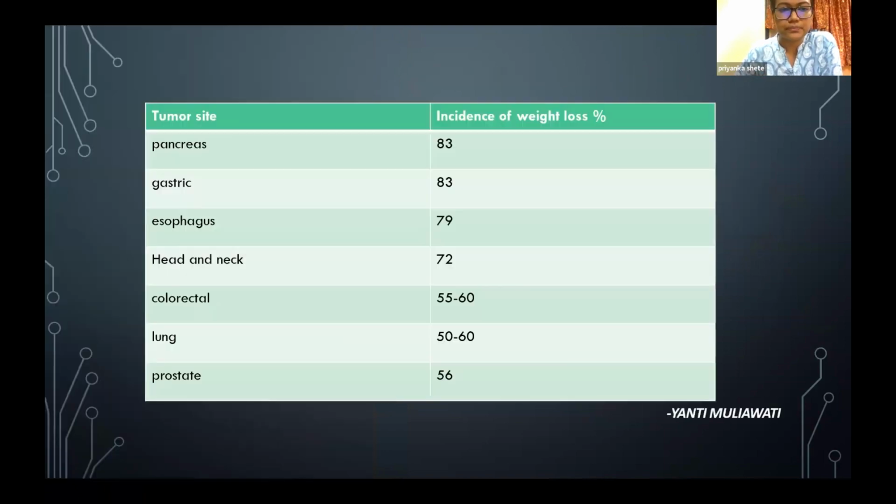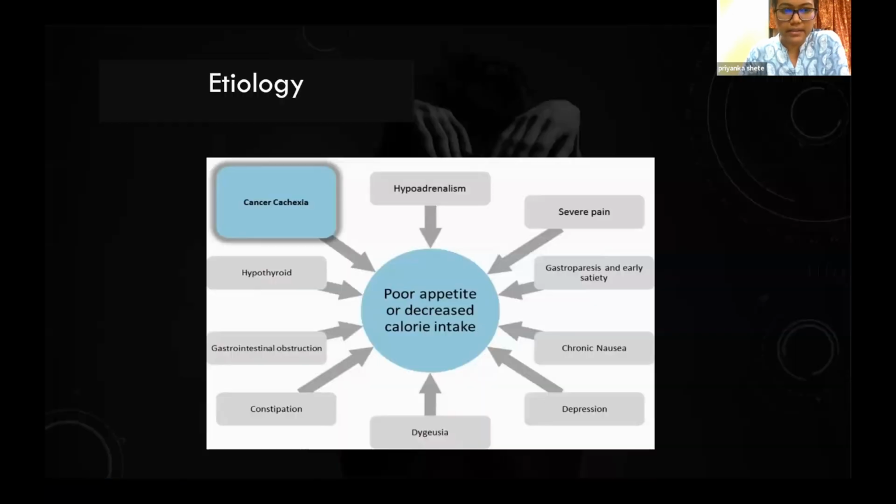Refractory cachexia is characterized by a low performance status, score 3 or 4, and life expectancy of less than 3 months. Now coming to the incidence of percentage of weight loss with respect to tumor site. In pancreas, there is 83% weight loss. In gastric, 83. In esophagus, 79. Head and neck, 72. In colorectal, 55 to 60. In lung, 50 to 60. In prostate, 56. Most common, 83 in pancreas.